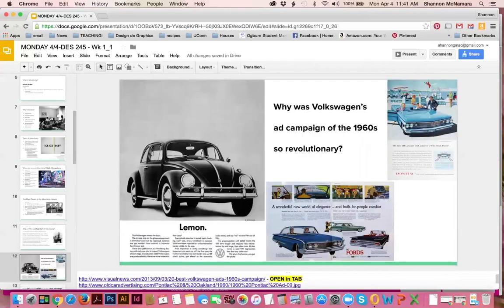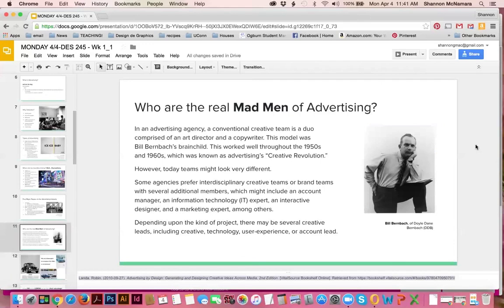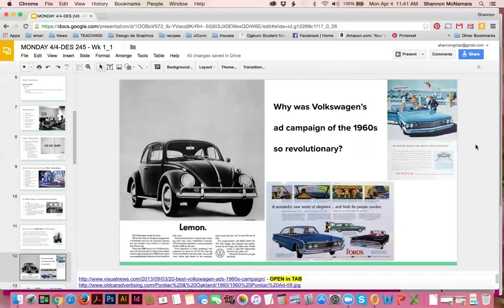So one of the most famous ads by DDB was the Volkswagen ad campaign of the 1960s. So why was this ad campaign so revolutionary?